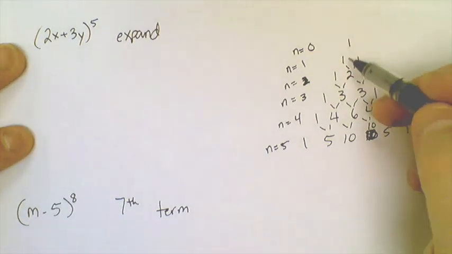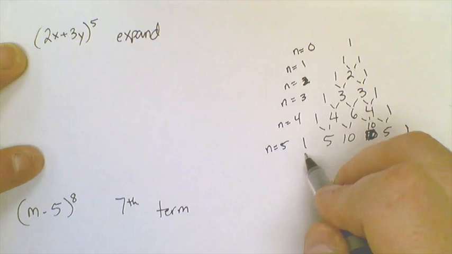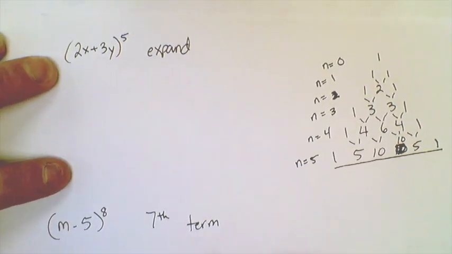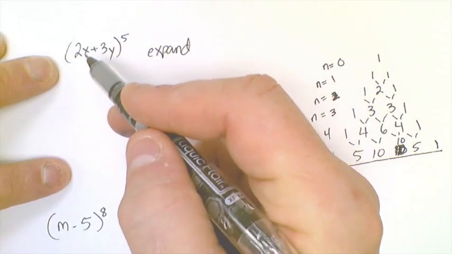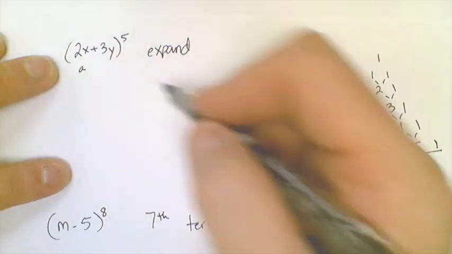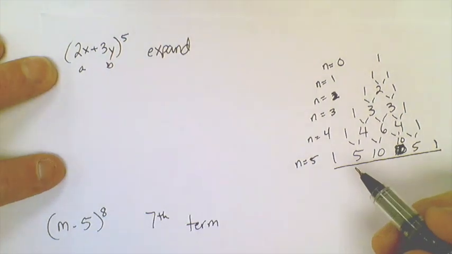Okay, so 0 power, 1 power, second power, third power, fourth power, fifth power. So these are the ones we want to use. Alright, so those are our coefficients. Now this would be my A right there. That would be my first term. That's my second term I'm using for the binomial expansion if we follow those patterns.